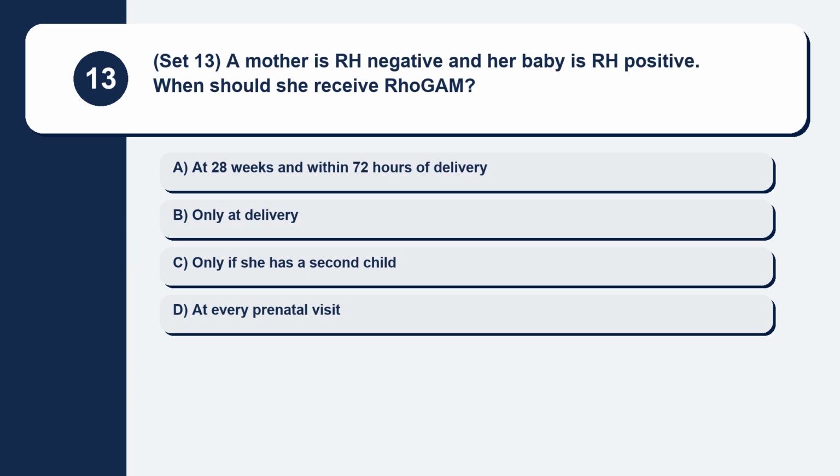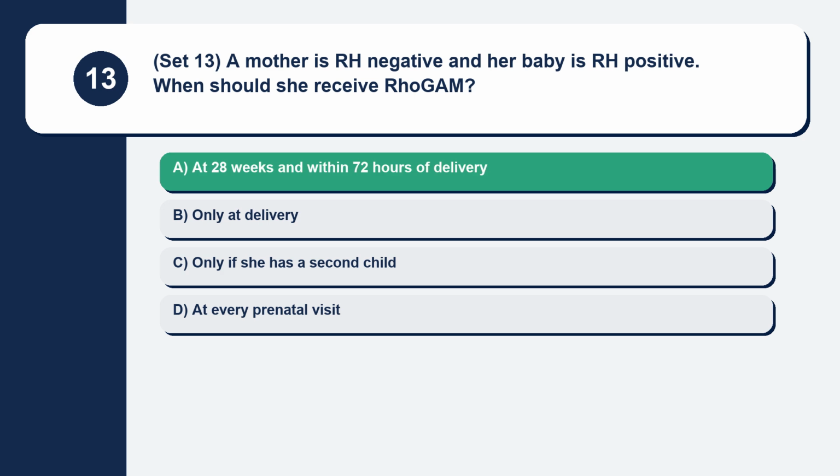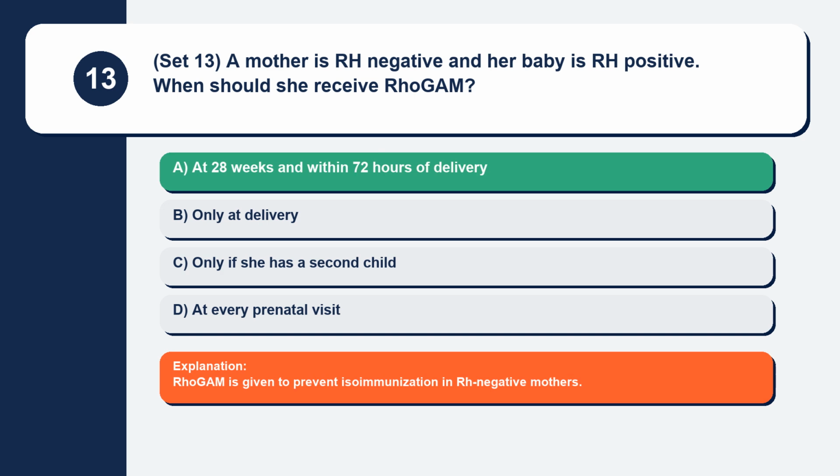Question 13. Set 13. A mother is Rh negative and her baby is Rh positive. When should she receive RhoGAM? At 28 weeks and within 72 hours of delivery. Only at delivery. Only if she has a second child. At every prenatal visit. RhoGAM is given to prevent isoimmunization in Rh negative mothers.